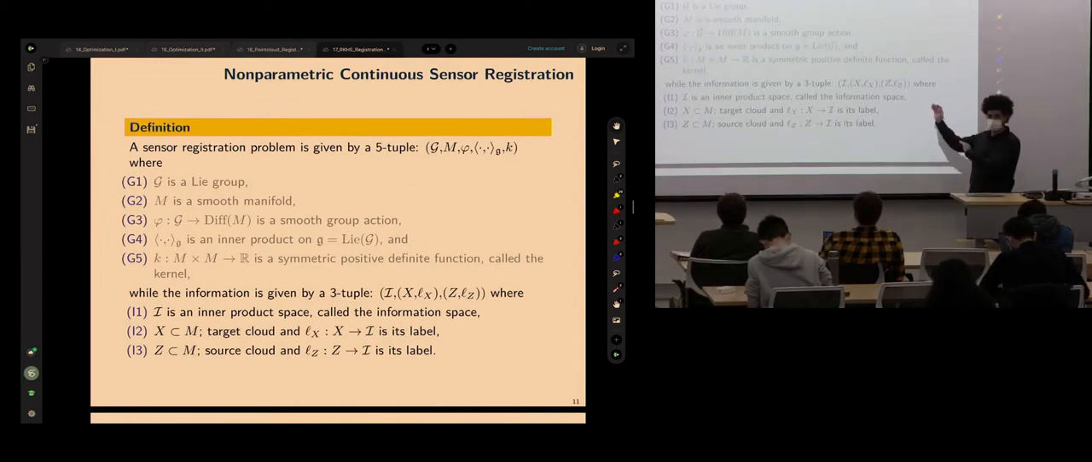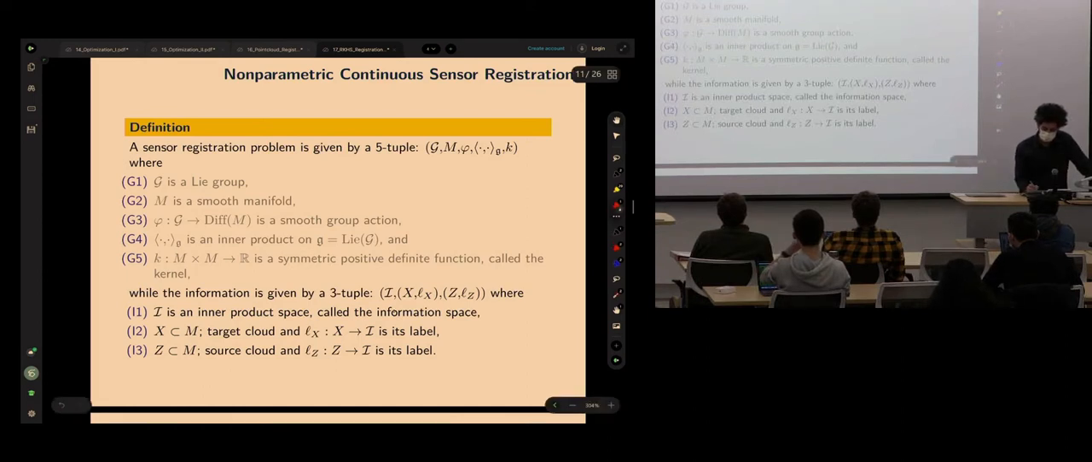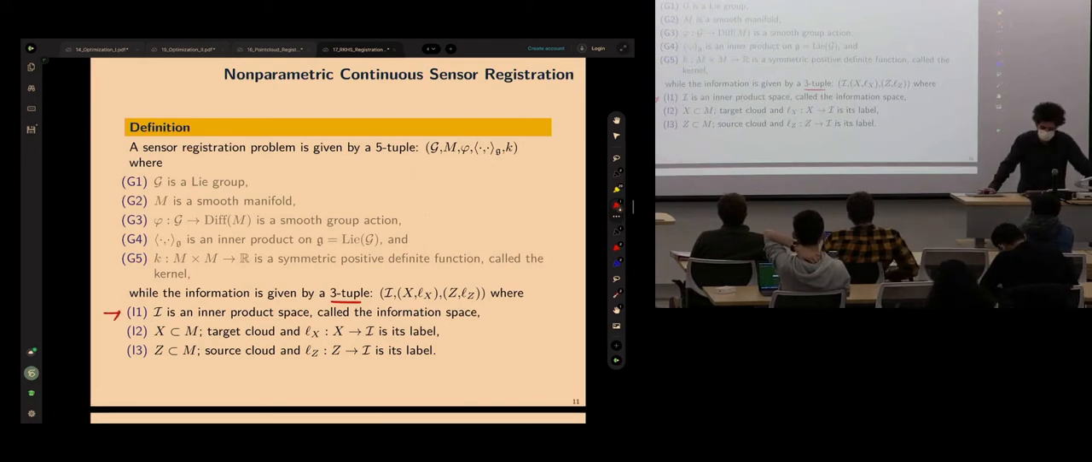This is for the geometry. Then we need 3 items for the information space so we can encode something like color or semantic labels. The information space itself is a 3-tuple such that it has an inner product space.